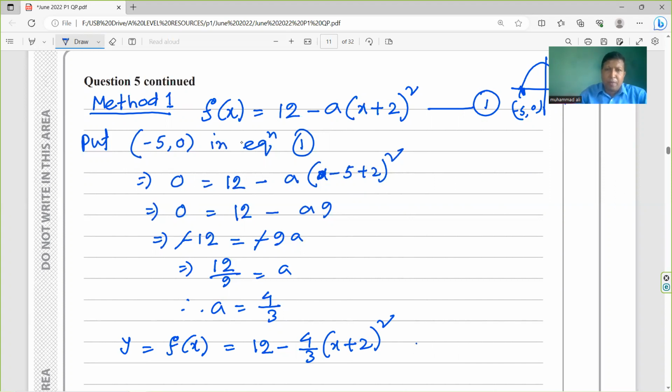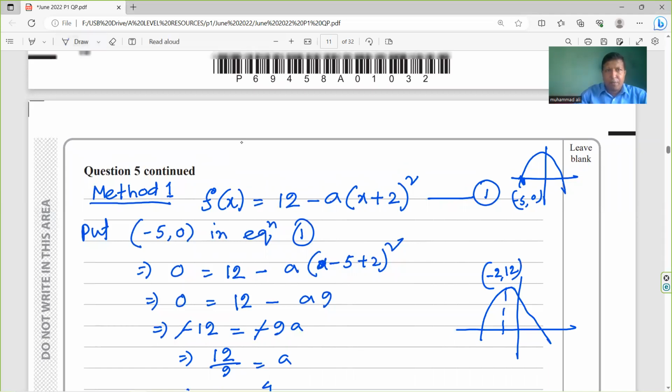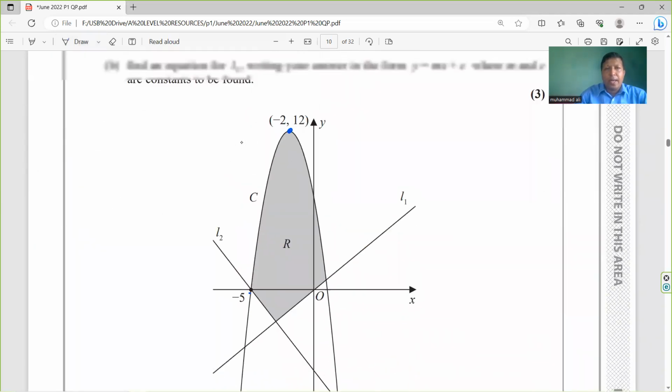One thing you have to remember: as the curve is cap shape, that's why you write minus a over there. Okay. So another method. The curve maximum point is here (-2, 12), and the curve passes through the x-axis at (-5, 0).